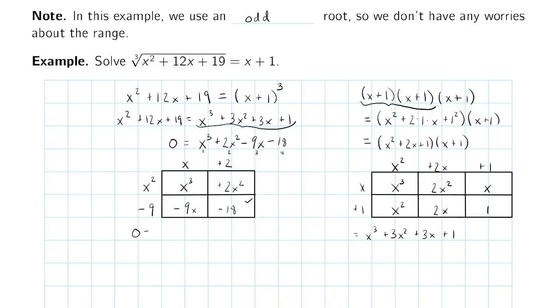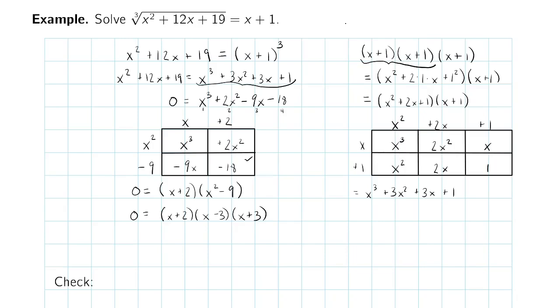So my right-hand side factors as x plus 2 times x squared minus 9. X squared minus 9 is a difference of squares. So I'll have 0 equals x plus 2 times x minus 3 times x plus 3. If that whole product is 0, one of the factors has to be 0. So I have x is negative 2, x is positive 3, x is negative 3.